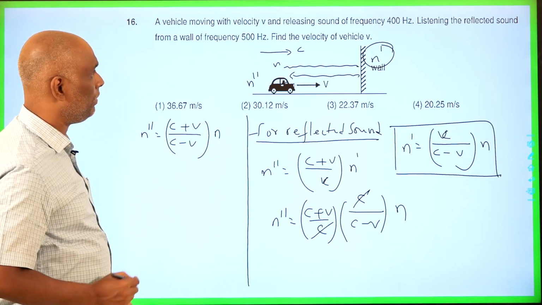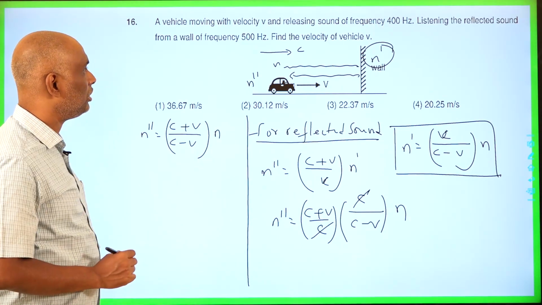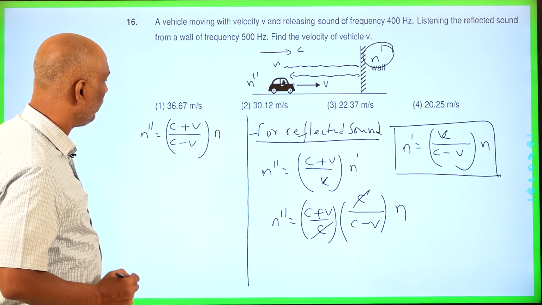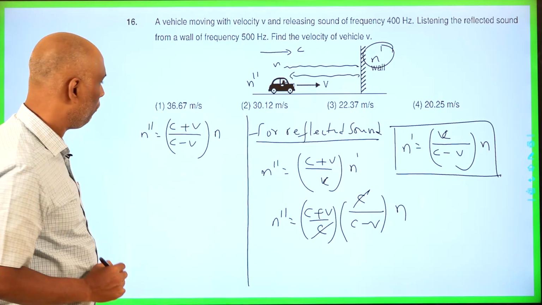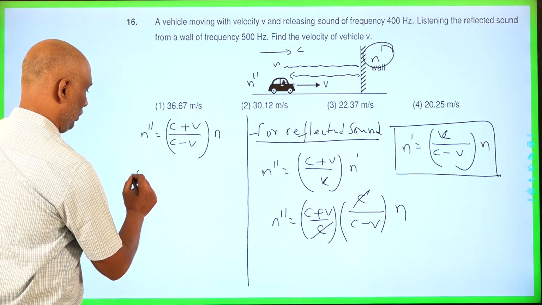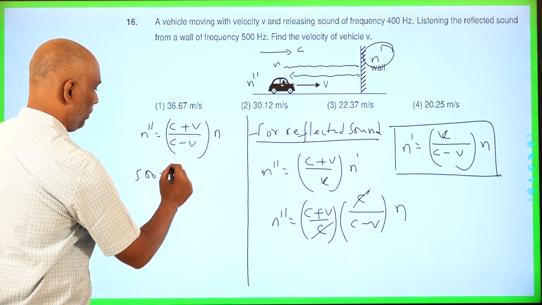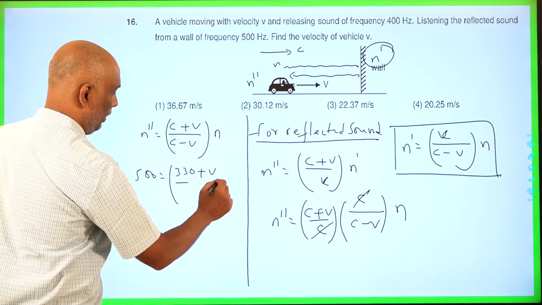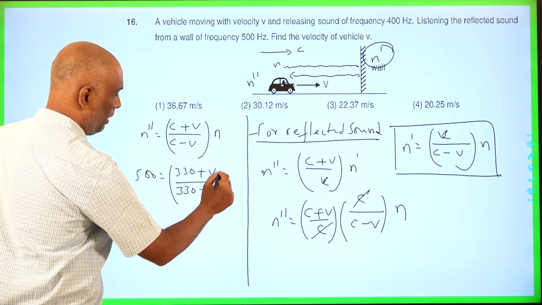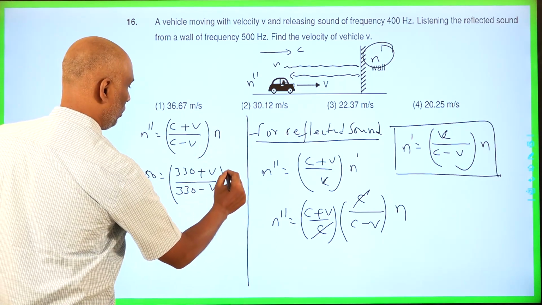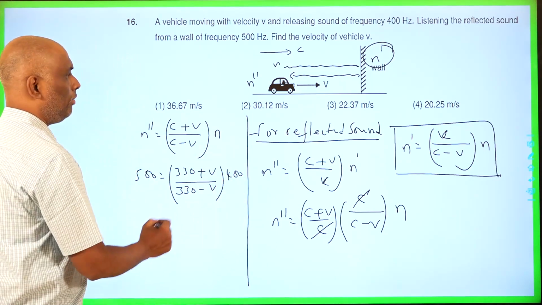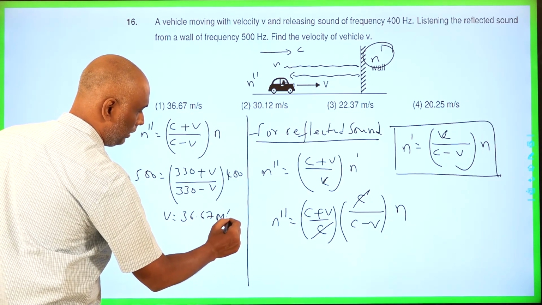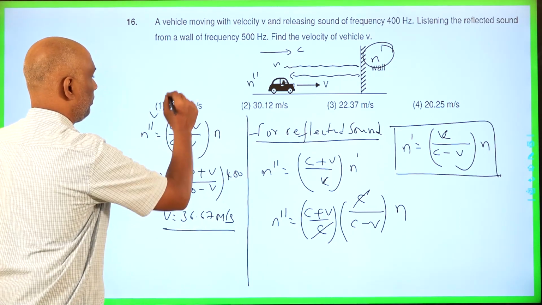In the question n is given as 400 hertz and n double dash is given as 500 hertz. Now substituting these values, we find the value of v. So 500 equals c, the speed of sound, which you can take as around 330 meter per second, plus v divided by 330 minus v into the actual frequency, given as 400. Solving this, we get v equals 36.67 meter per second. Option 1.